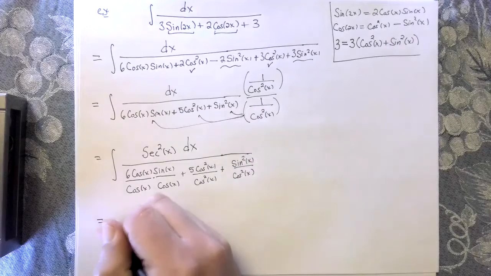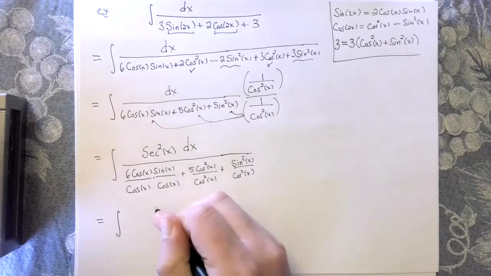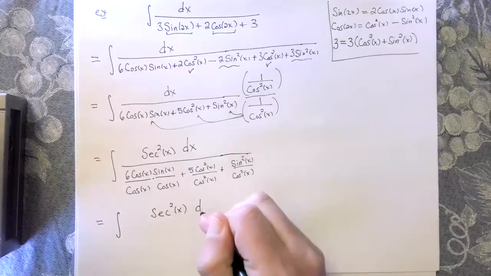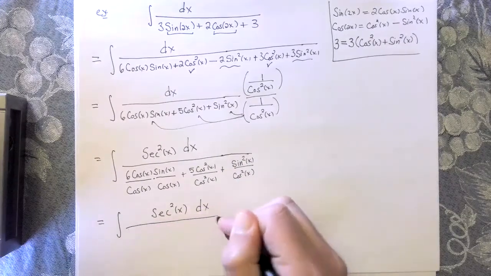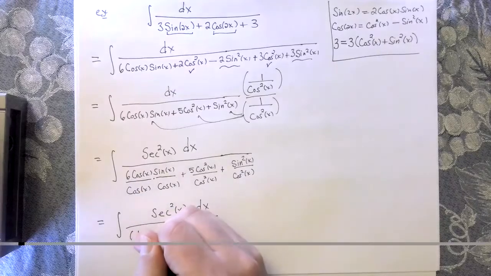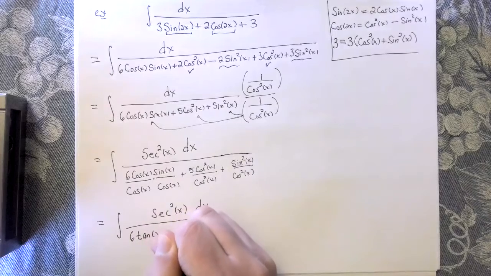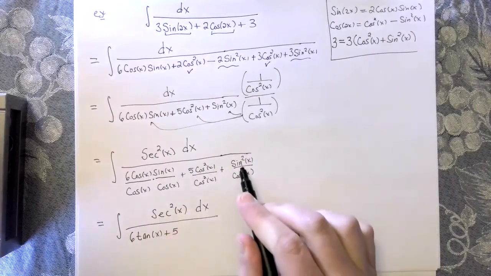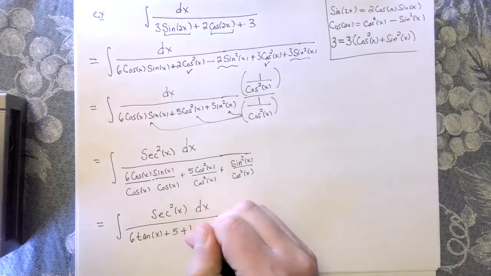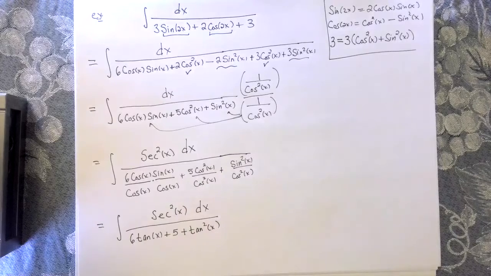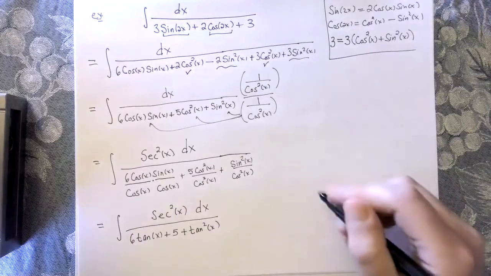Okay, so yeah, let's simplify this. Okay, so those will cancel. That's going to give me 6 tangent of x. So that's really nice. And that's going to give me plus 5, it looks like. And that's going to give me a tangent squared of x. Okay, so that seems really good.